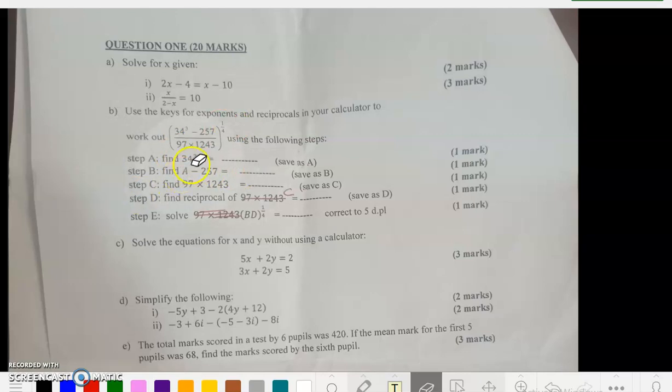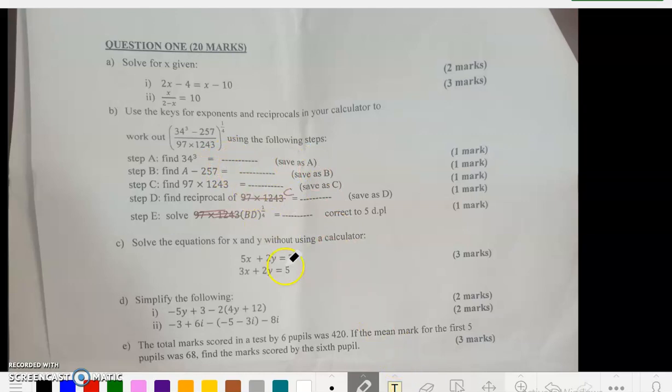So you need to find the whole of this. We've got 34 cubed minus 257 divided by 97 times 1,243, all raised to a quarter, using the following steps. The first step is to find 34 cubed. Put your answer here and save it as A.